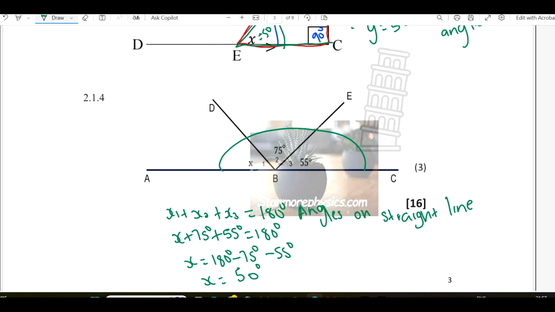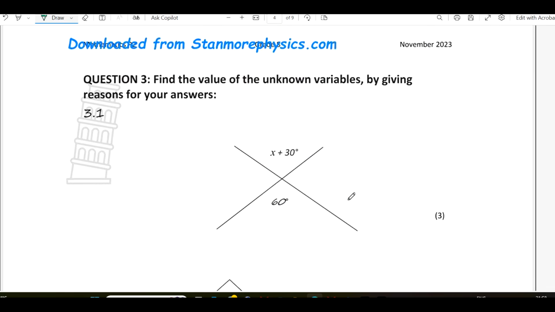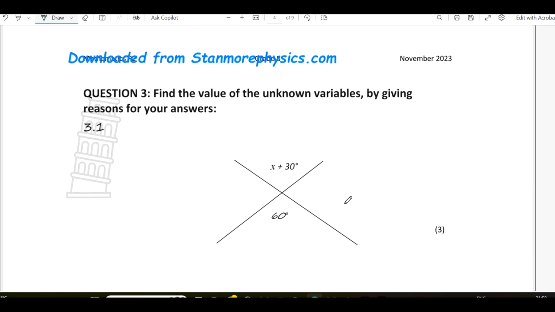Okay, let's proceed to question number 3. Find the value of the unknown variables by giving reasons for your answer.